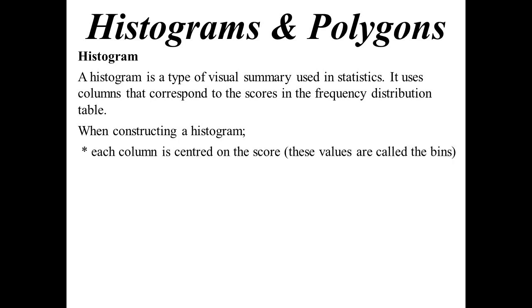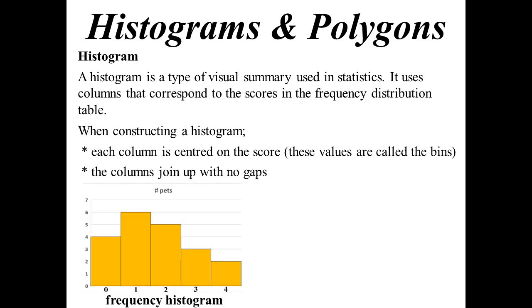You center the column on the score. Now those values, you sometimes hear them called the bins. Now there are no gaps between the columns, so they all join up. So here's an example of our pets one from yesterday. So there's the frequency histogram.